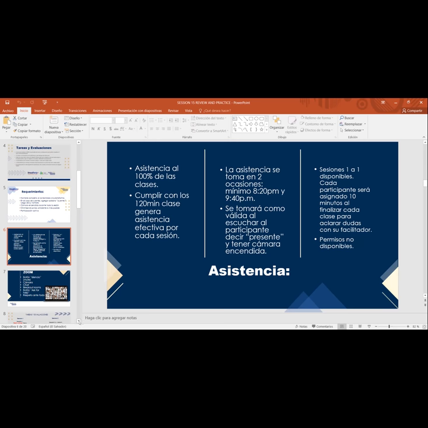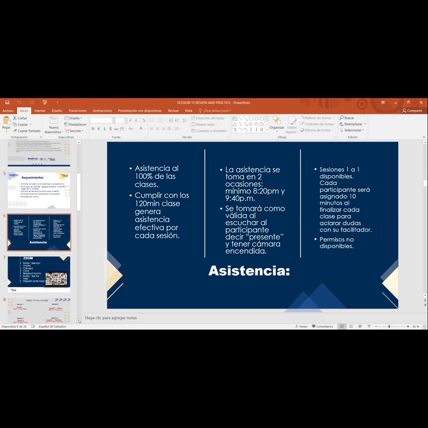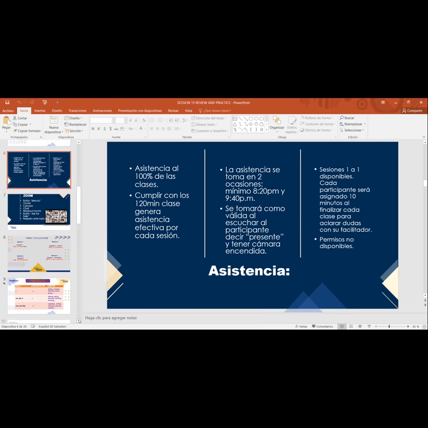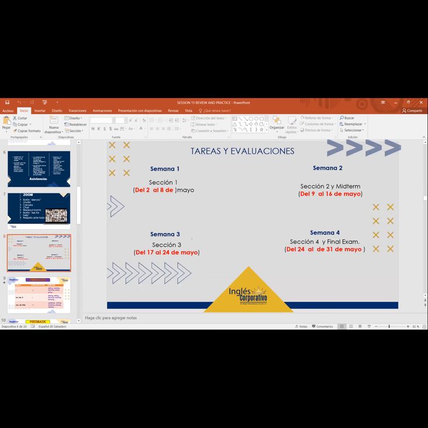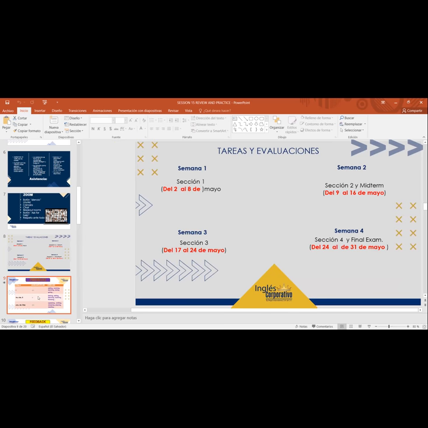Los permisos no están disponibles, ya saben, yo no les puedo dar permiso ni la administración. Solamente se toma nota de por qué usted está ausente y se reporta en SAFOAP, ¿sí? Y acá tenemos ya, estamos en 24 de mayo, hoy espero terminar la semana 3, sección 3, e iniciamos mañana con la 4, ¿verdad?